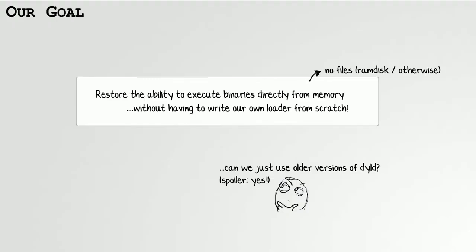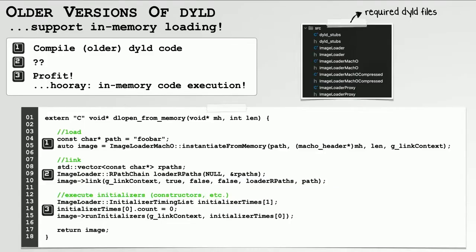So again, let's recall our goal though. We're trying to restore the ability to execute compiled binaries directly from memory, again, without trying to write our own loader. And we don't want any files. The RAM disk thing was kind of neat, but too many artifacts, right? And so my question was, can't we just use an older version of dyld? And spoiler, the answer is yes.